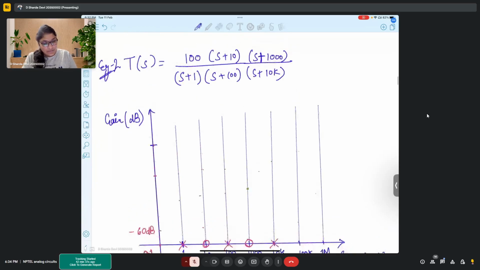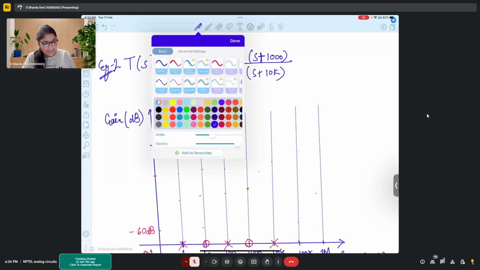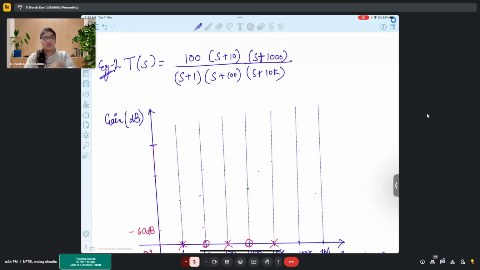Okay. So let's increase our gain. How much do you want me to increase the gain? Maybe let's increase the gain by 100. Okay. So now how much will you get the DC gain in this particular case when s equals 0? Since you have increased it by 100, so definitely your DC gain would be 100.